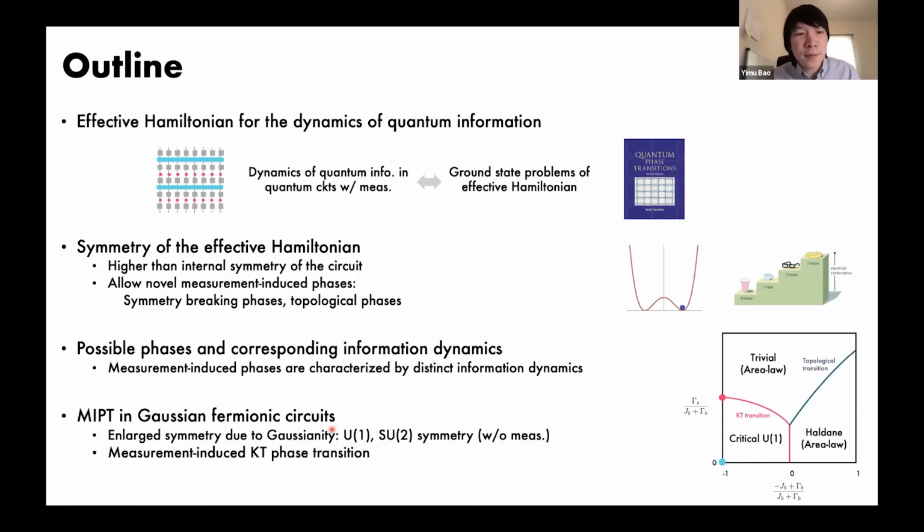In the last part, I'm going to consider a slightly different situation when I restrict the circuit to be a Gaussian fermionic circuit, and you will see the restricted quantum information scrambling, due to Gaussianity, will lead to an even larger symmetry, which is a continuous symmetry, U(1) symmetry when there is a measurement, and an even higher symmetry, SU(2) symmetry when there's no measurement. And there actually exists a measurement-induced Kosterlitz-Thouless phase transition. Okay, any questions so far?